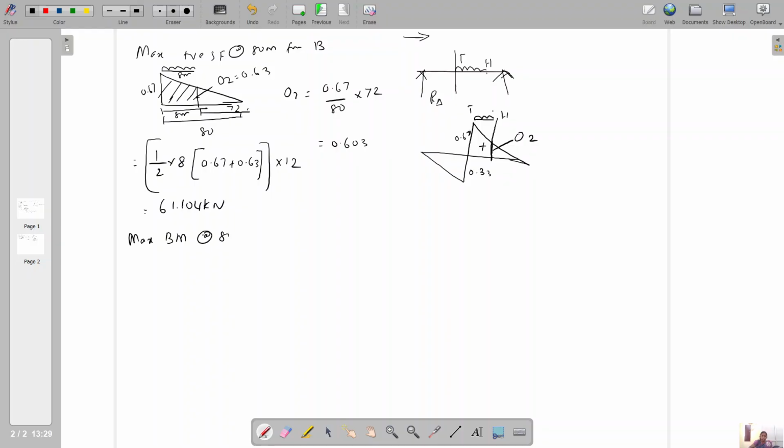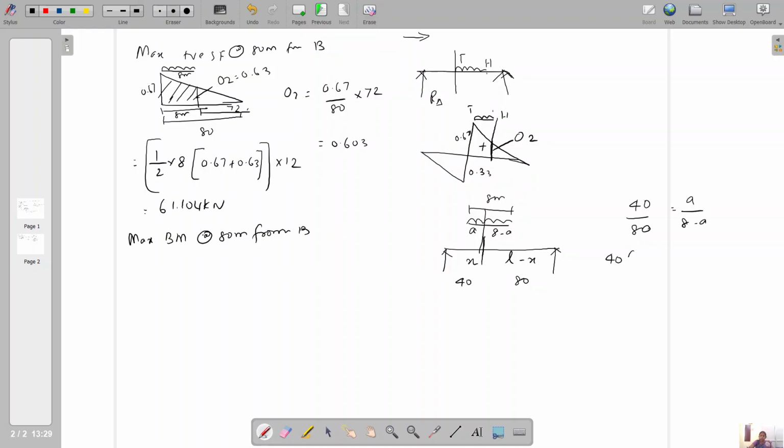Maximum bending moment at 80 meter from B. Now the concept is the section divided into x and L minus x, and the load is also to be divided in the same ratio. So we need to accommodate some unknown distance A, here 8 minus A, because the total length is 8 meter. So x is 40 and L minus x is 80. The ratio 40 by 80 is equivalent to A by 8 minus A.